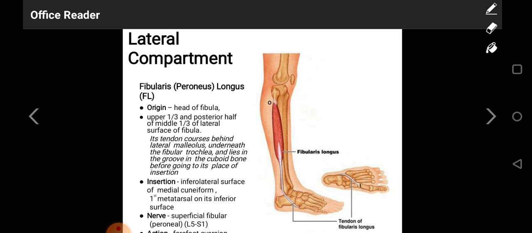Insertion is on the inferolateral surface of the medial cuneiform and the first metatarsal on its inferior, that is plantar, surface. The nerve supply is by the superficial peroneal nerve and the action is eversion of the foot.